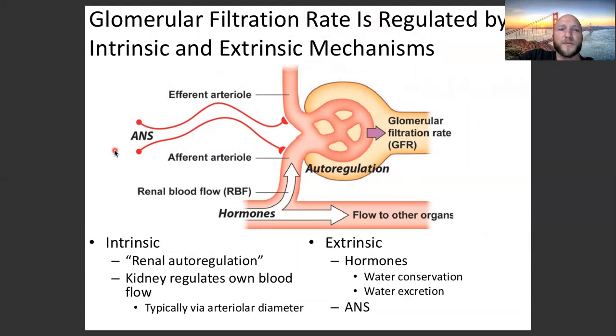Glomerular filtration rate is regulated by intrinsic and extrinsic mechanisms. So our intrinsic mechanisms are going to be the renal autoregulation. The kidney regulates its own blood flow, typically via arterial diameter. So this is going to be your autoregulation. This is going to be our JG cells and our macula densa. Extrinsically, hormones can affect GFR and kidney function, and the autonomic nervous system can too.